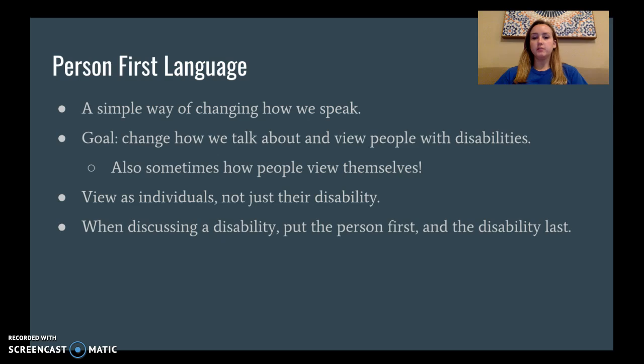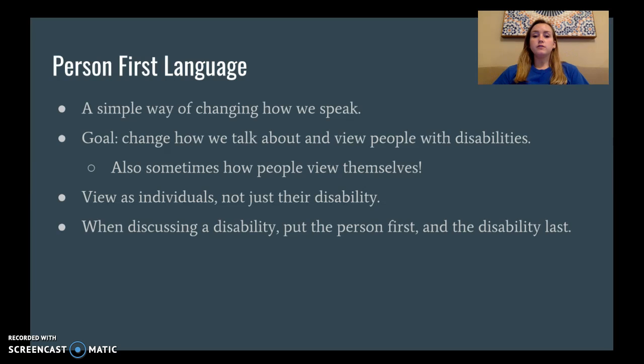Person-first language is a really simple way that we are going to change how we speak about people with disabilities. So the goal is to change how we speak about these people and also how we view them. And sometimes we also end up improving how they view themselves based on how the rest of the world sees them, views them, and speaks about and to them.